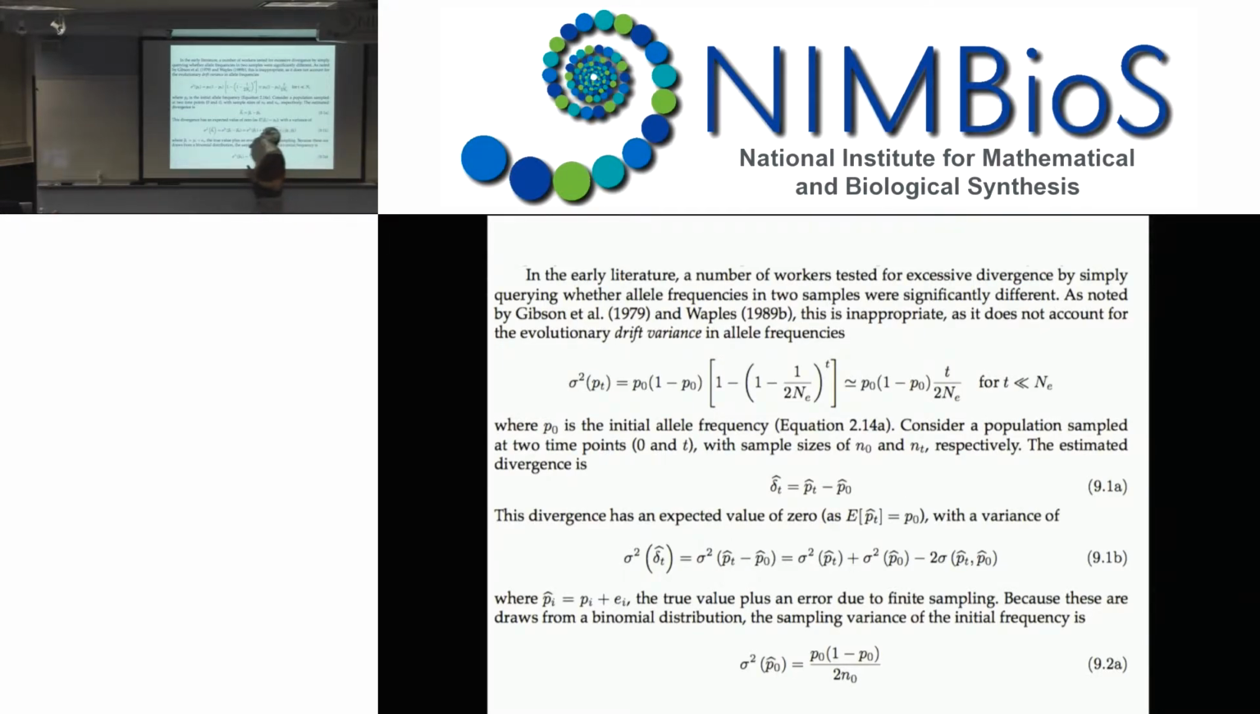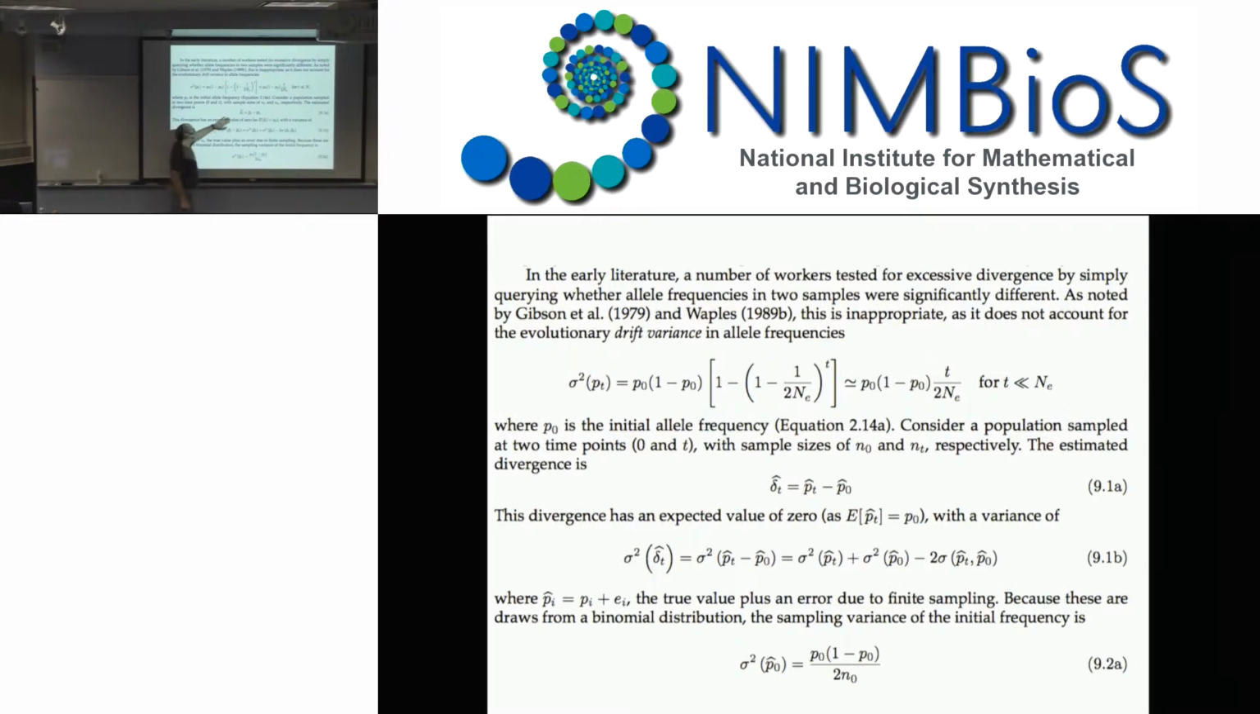So let's look at the simplest way to look at these. I have basically an allele frequency at time t, and allele frequency at time 0. In the early literature, people simply asked whether the two allele frequencies were significantly different from each other. Seems pretty straightforward. The problem is it doesn't acknowledge the fact that there is an evolutionary variance that happens, and that variance depends upon the strength of drift. So here is the variance in that allele frequency. Its expected value is P0 under drift, but there's the variance in there, and the variance increases with time, so increases with drift.